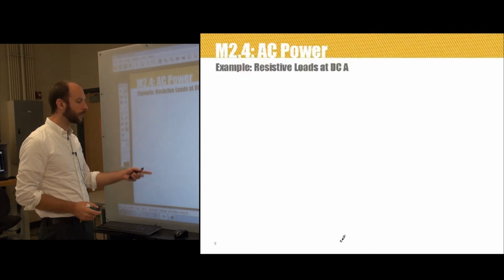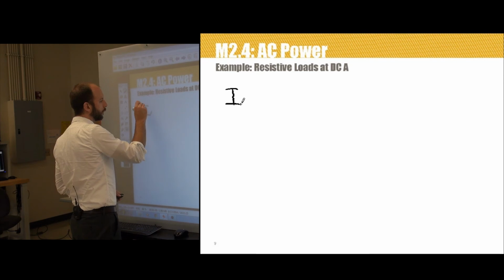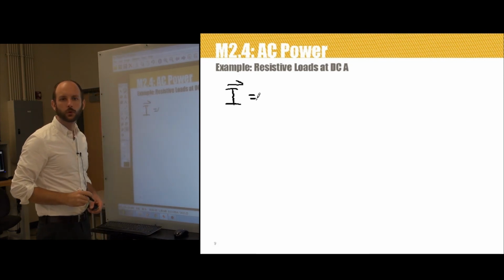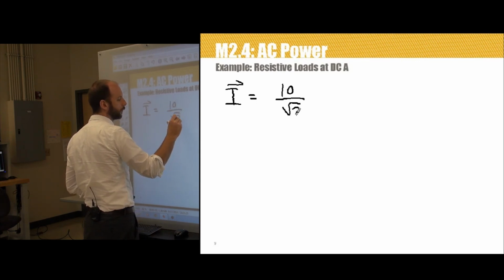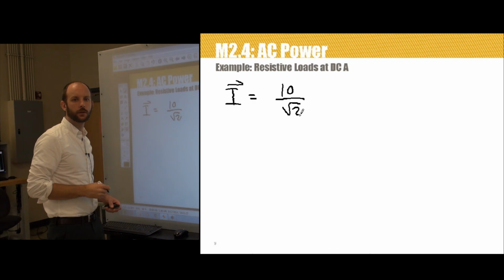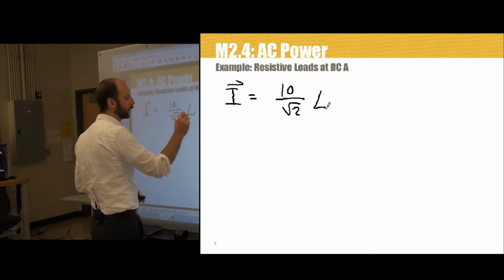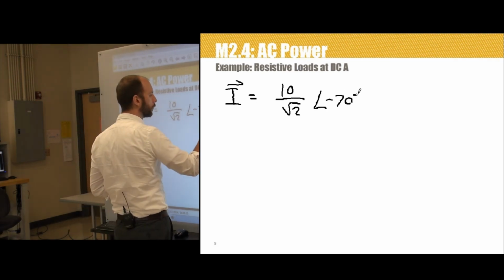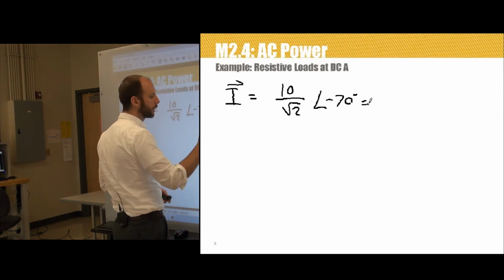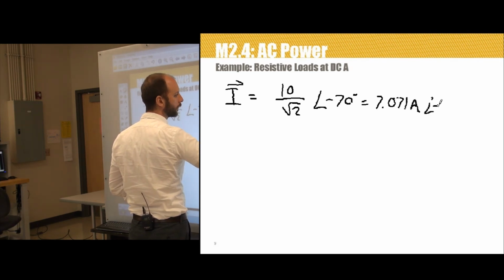Let's repeat the process then for the current waveform. The current phasor is going to be equal to the RMS value of the current, which was 10 divided by the square root of 2, so the peak over square root of 2 gives you RMS. And this one was going to be at an angle of negative 70 degrees. And this is going to be equal to 7.071 amps at an angle of negative 70 degrees.